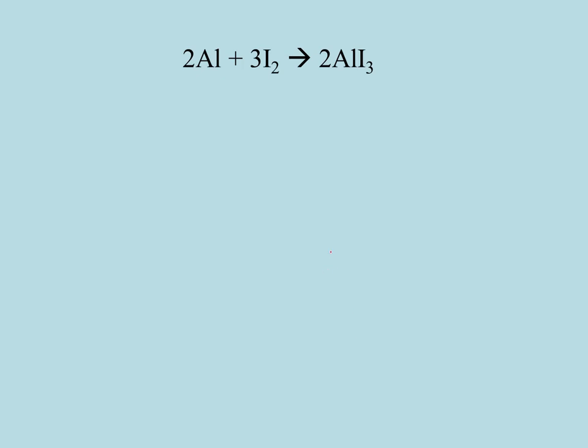So let's try it out. Here's your balanced chemical equation from before. You should set this up in two parts. We're going to do one set of calculations for aluminum.